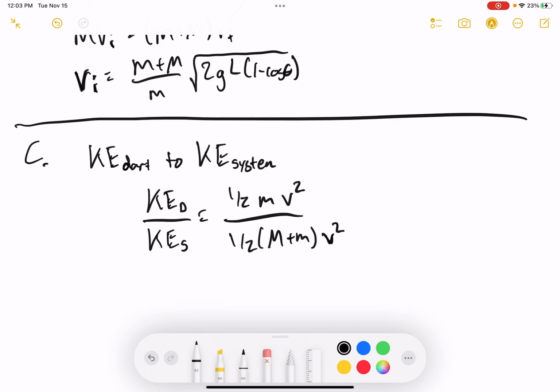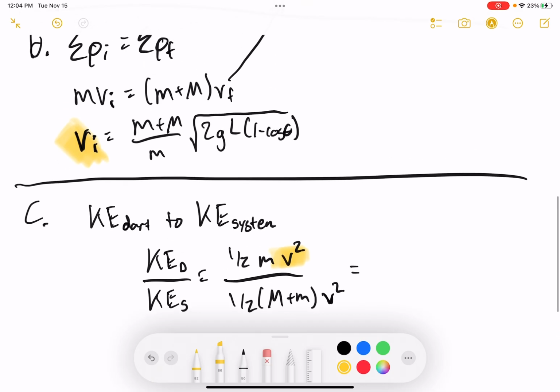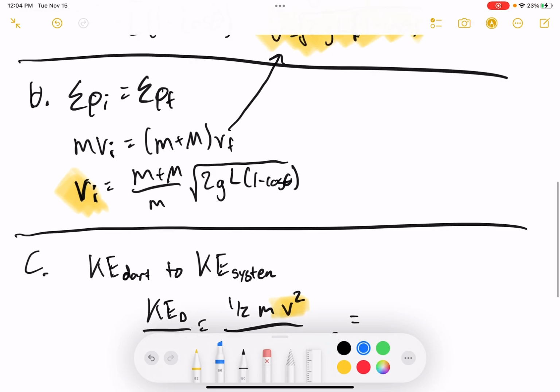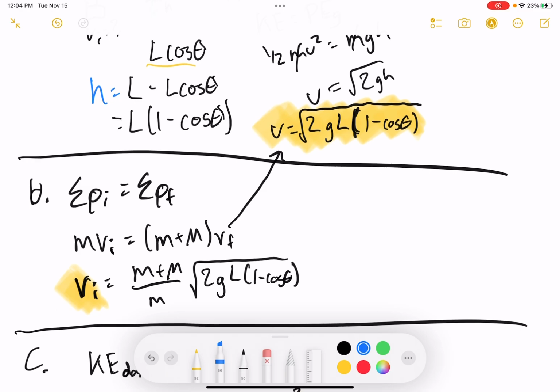Okay? And so this velocity here is going to be this velocity here. So that's the velocity of the dart, right? That's the velocity before the collision. Whereas this velocity here, this is the velocity after the collision. So that velocity is going to actually be this one. Okay.